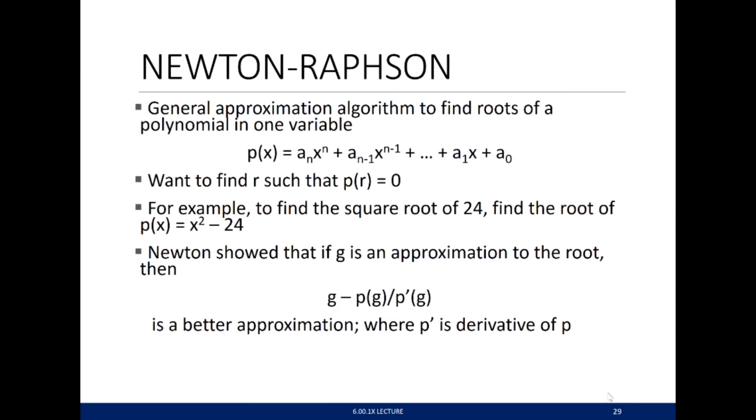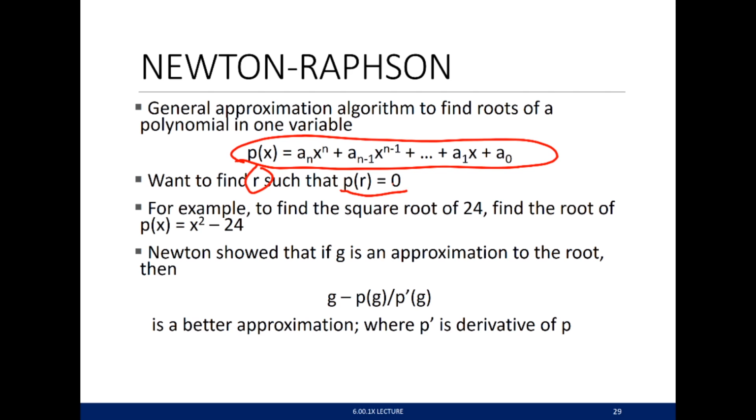It's a general approximation algorithm that's going to let us find roots of any polynomial in one variable. So that could be, for example, a polynomial like this. I've got p of x is some coefficient times x to the n plus some other coefficient times x to the n minus 1, and so on. And what I want to do is find the value r such that p of r is equal to 0. It's called a root. It basically is the root of this equation. Newton-Raphson will apply to any polynomial.